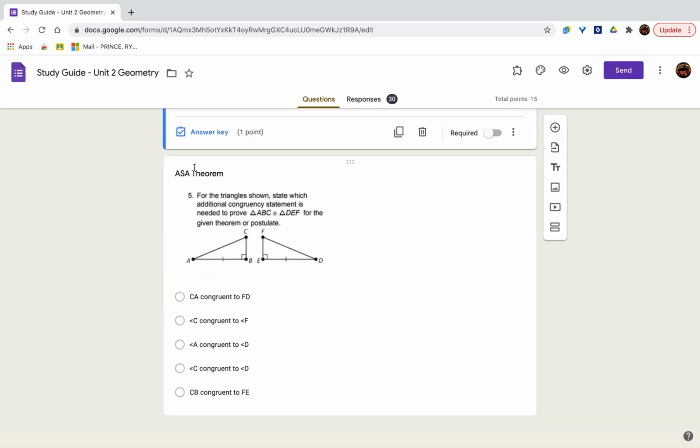And now we have our angle, side, angle. This is when we need the other angle. We've got a side and an angle. We need this angle. So angle, side, angle. We need A and D to be congruent to one another. So angle A is congruent to angle D.